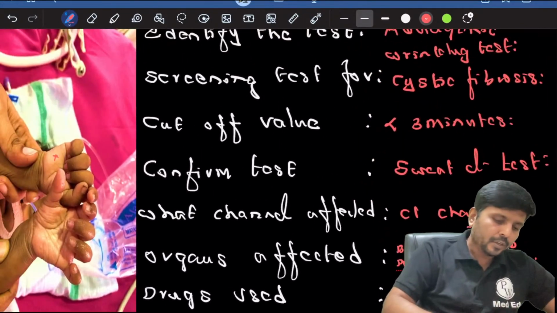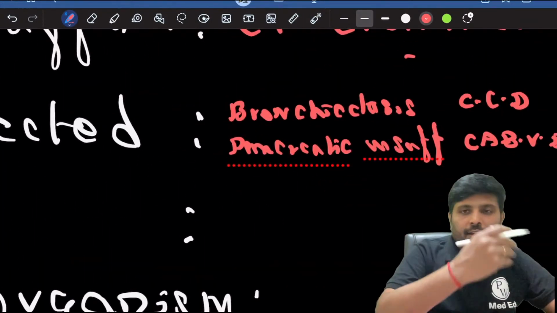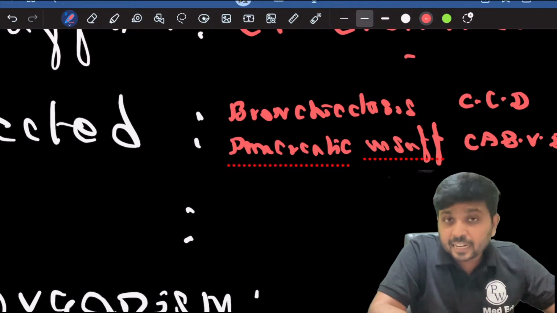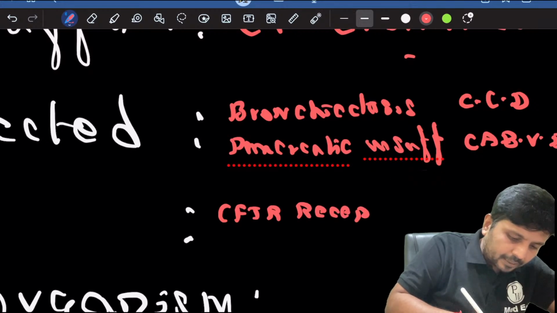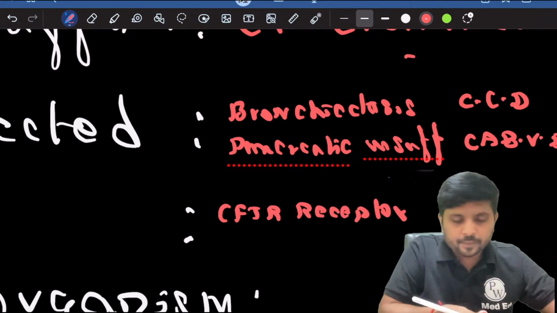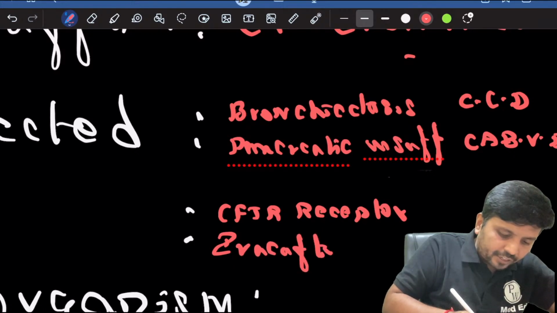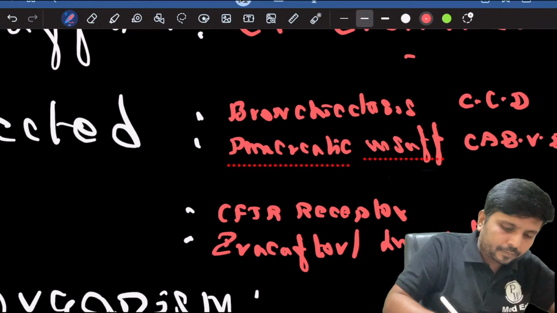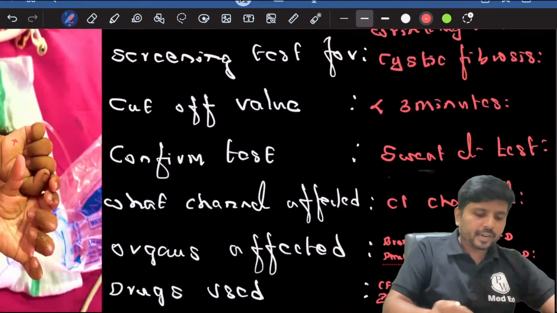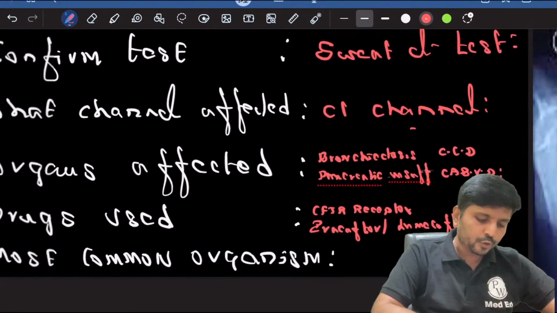So what are all the drugs used? Can anyone tell me? The drugs which act on the CFTR receptor. Okay, drugs used.